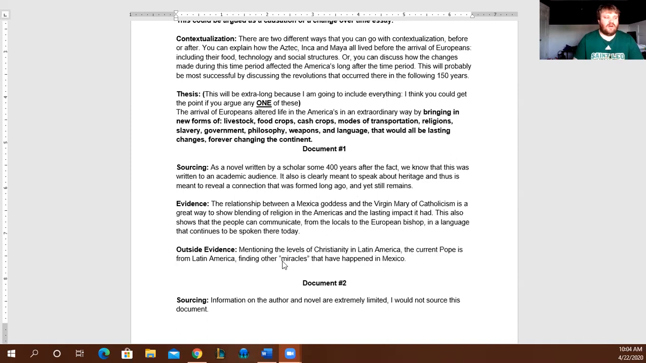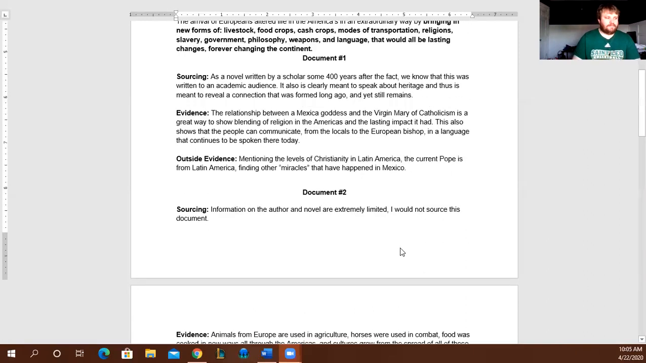The key here is all of this outside evidence you need to then connect to your thesis, right? All of these outside evidence points only count if you actually tie them into your argument, right? So if your argument is all about how religion was shaped in Latin America and became a very Christian place, well, you have to use outside evidence that also talks about that, right?